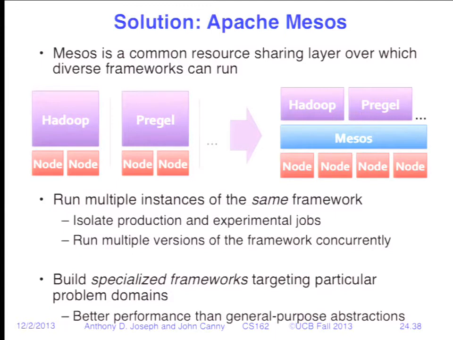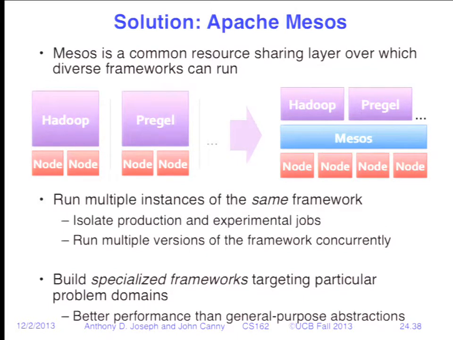It allows us to run multiple instances of the same framework. So I can have my Hadoop that is running my test jobs, or my development cluster workload, sitting in the same cluster that's running my production jobs. I don't have to build two or three different clusters. I can even have different versions. I can have Hadoop 19 and Hadoop 20 running at the same time. So that's a lot of benefits.